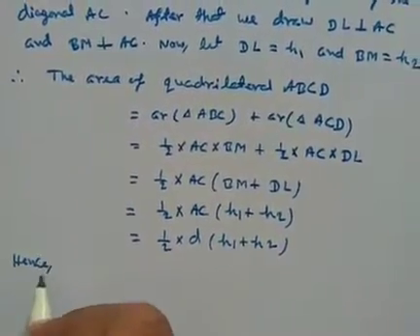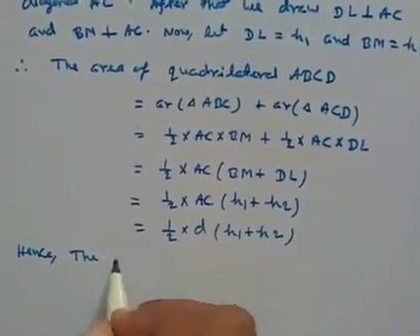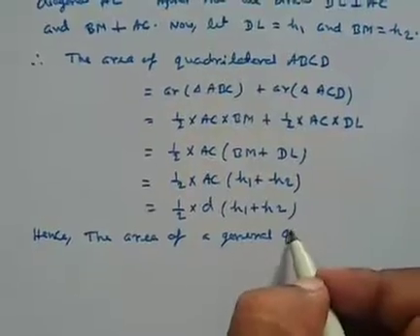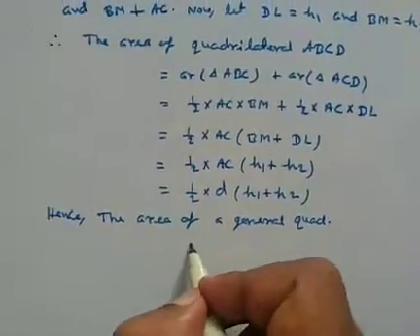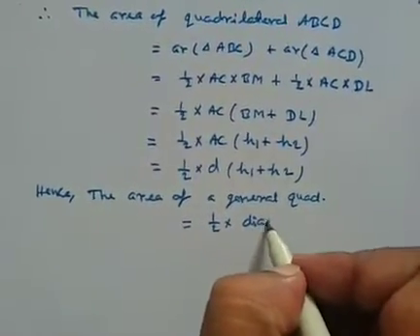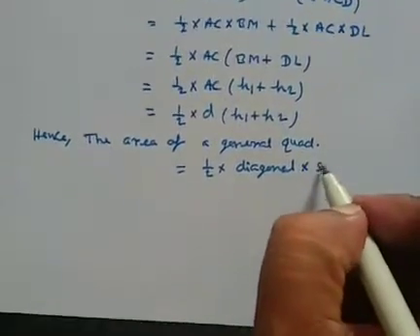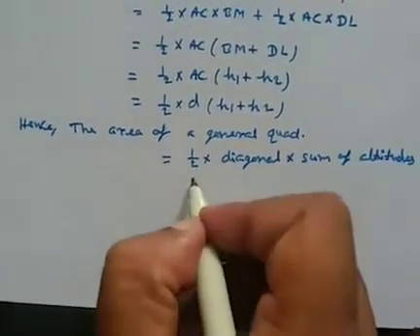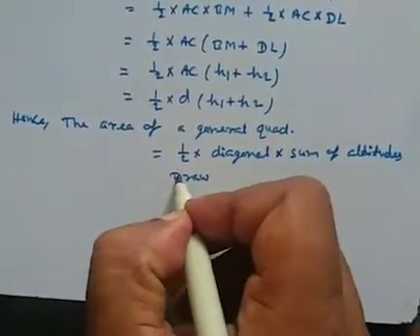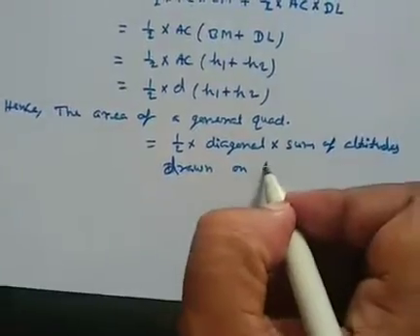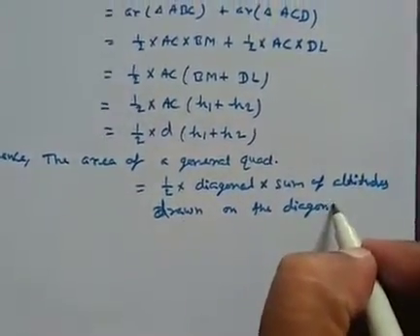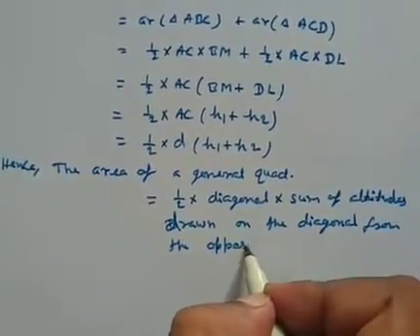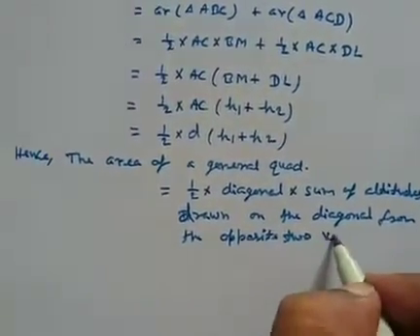Hence the area of a general quadrilateral equal to half into diagonal into sum of altitudes drawn on the diagonal from the opposite two vertices.